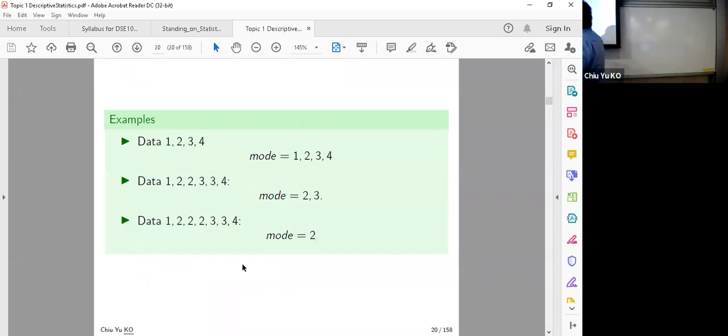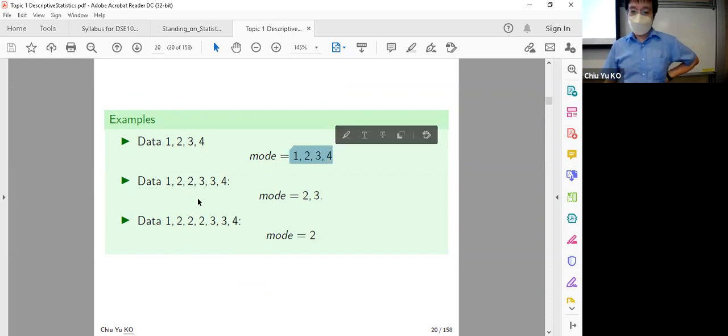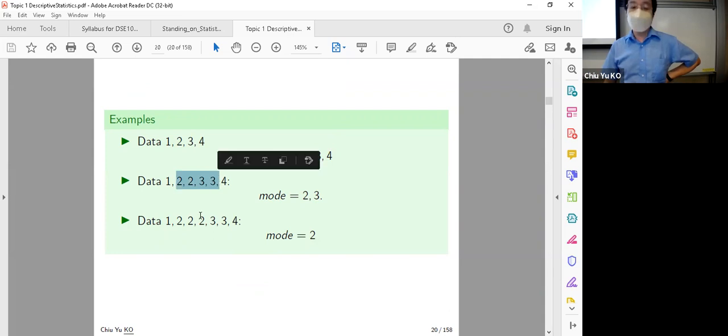So in that case, 1, 2, 3, 4, in some textbooks you will say there's no mode, but we just use the convention that we still take everything there. Okay? If 1, 2, 2, 3, 3, 4, it will be 2 and 3 because they appear twice. If 1, 2, 2, 2, 3, 3, 4, it will be 2. Okay?